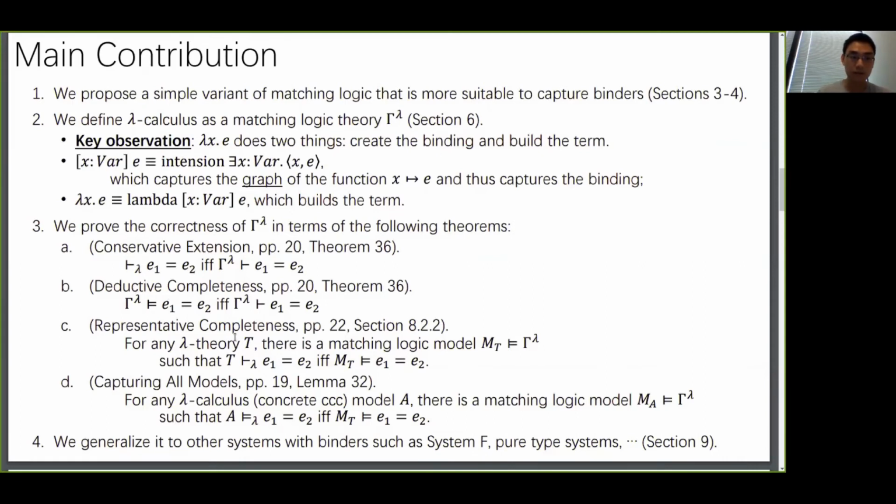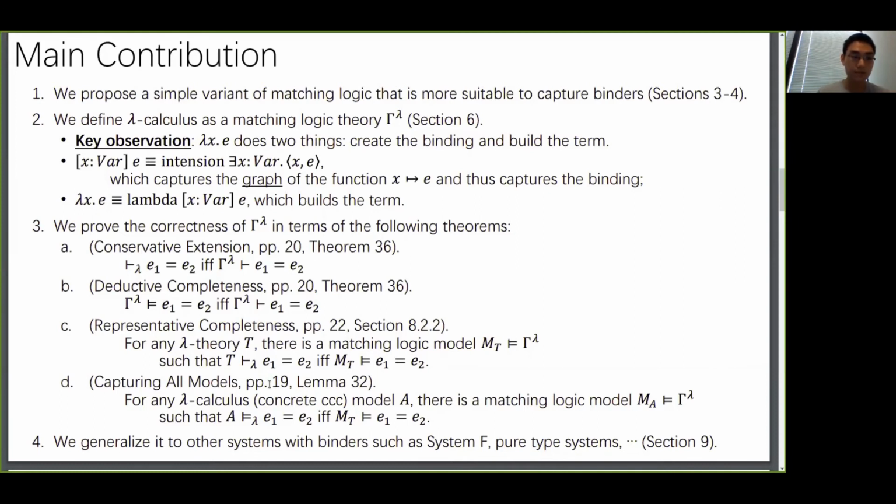One important advantage of our approach is that the theory gamma lambda automatically gives a class of matching logic models, and the following two theorems connect those models to lambda calculus. The representative completeness states that for any lambda theory T, which is a set of lambda equations, there is a model M_T of theory gamma lambda, such that M_T captures precisely the lambda theory T. That is, e1 equals e2 is provable in T if and only if it holds in M_T.